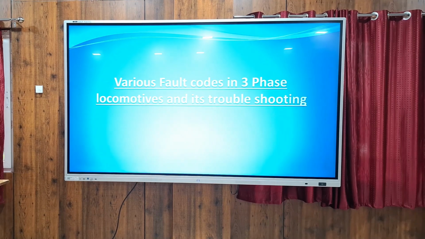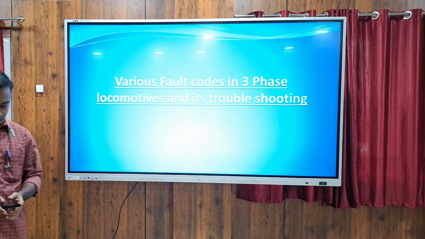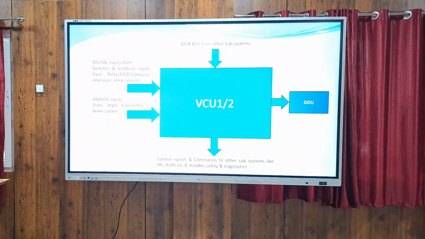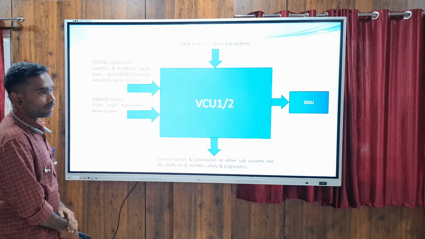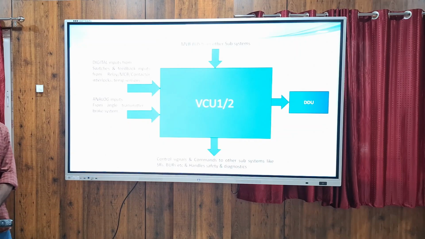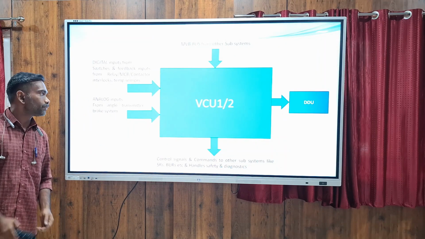Fault codes in three-phase locomotive and its troubleshooting. In three-phase locomotive, the central electronics, the VCU, vehicle control unit, will control all operations in the locomotive and take feedback from other subsystems. It will record the various faults related to other subsystems also, and it will give feedback to the driver also through the VCU.